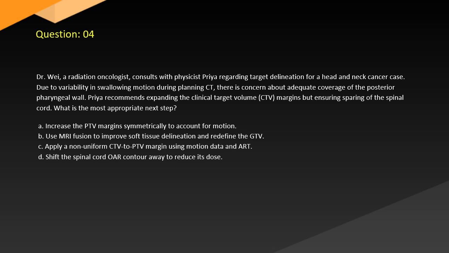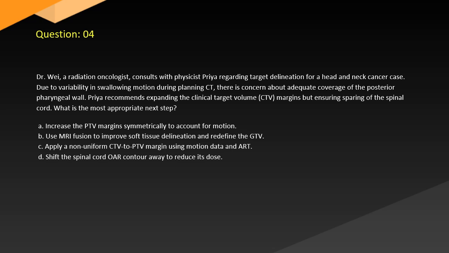Question 4. Dr. Y, a radiation oncologist, consults with physicist Priya regarding target delineation for a head and neck cancer case. Due to variability in swallowing motion during planning CT, there is concern about adequate coverage of the posterior pharyngeal wall. Priya recommends expanding the clinical target volume, CTV, margins but ensuring sparing of the spinal cord. What is the most appropriate next step?